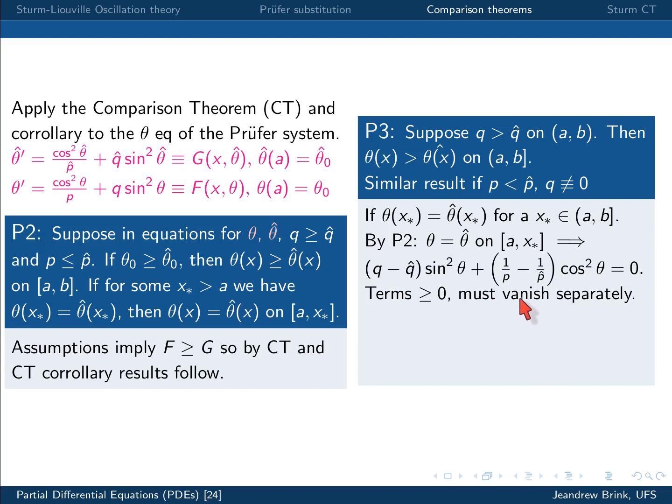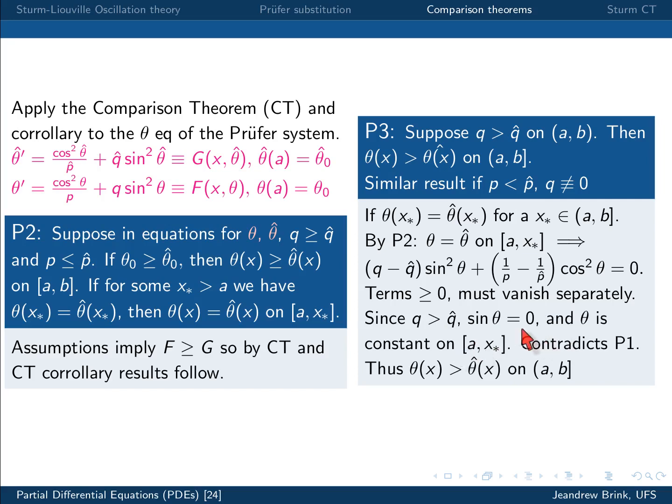So if that is true, we need this thing to vanish, but because Q is greater than Q hat, we know that sine theta must be 0, which implies that theta is equal to some constant m pi on A to x star. Okay, but this contradicts the theorem that we proved in the first part of the lecture, part A, namely that there is only one value at which theta is equal to m pi, and therefore our assumption that the 0 point exists between the two systems is wrong, and we must have that theta of x is greater than theta hat of x on all of A and B.